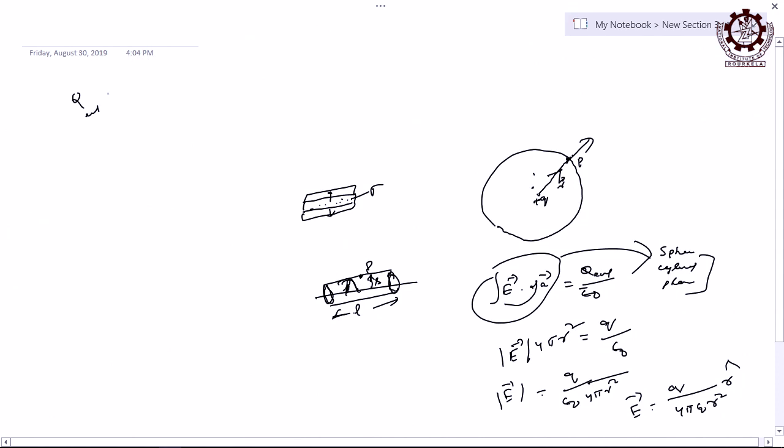Lambda by 2. Will lambda appear or not? Whether lambda will be there in the final formula or not? How are you getting the charge enclosed? How much charge will be enclosed here, you tell?